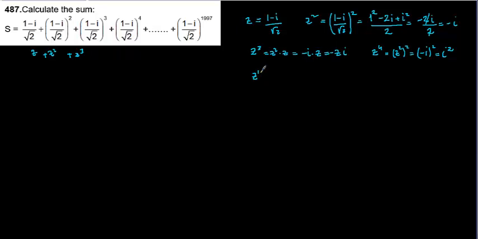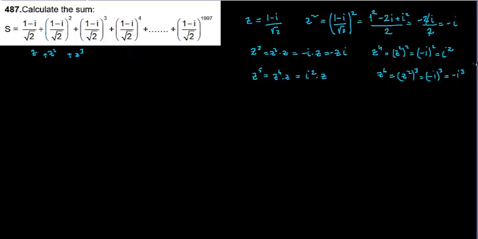What is z to the power of 5? Z to the power of 5 is equal to z to the power of 4 times z, which is equal to i squared times z. And z to the power of 6 is equal to z to the power of 2 to the power of 3, which is equal to minus i to the power of 3. That's equal to minus i cube.